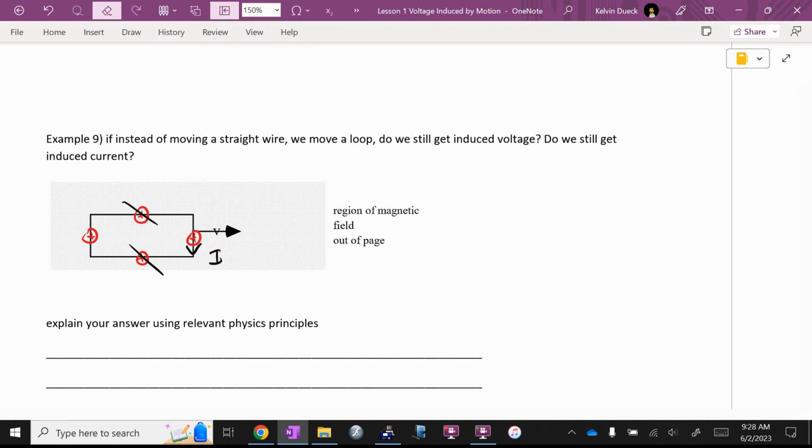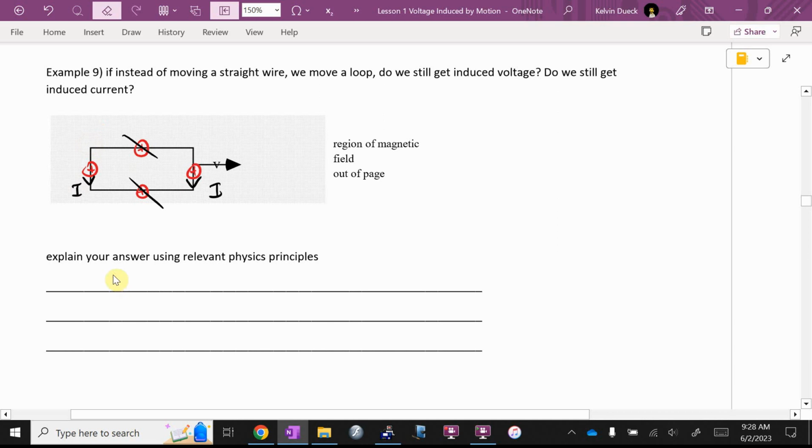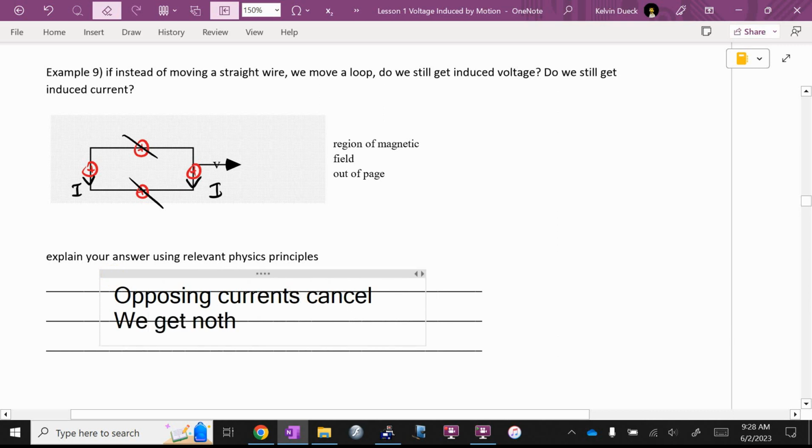You okay with that? What about that bar at the back? The proton is still traveling to the right, magnetic field out of the page, which way will it feel a force? Can you see what's going to happen with these two opposing currents? They are going to cancel each other out. So sadly, opposing currents cancel. We get nothing. Ah, rats.